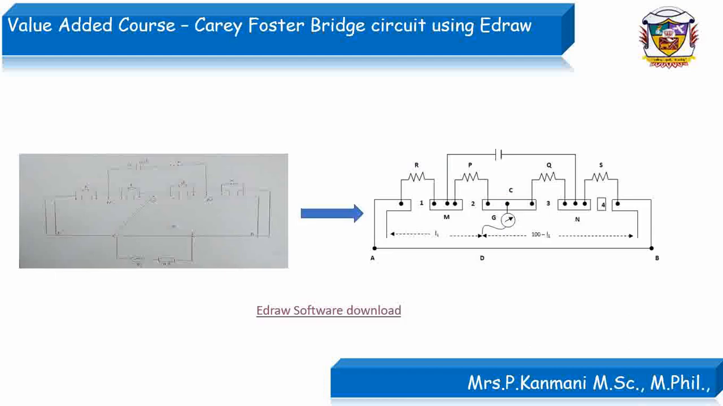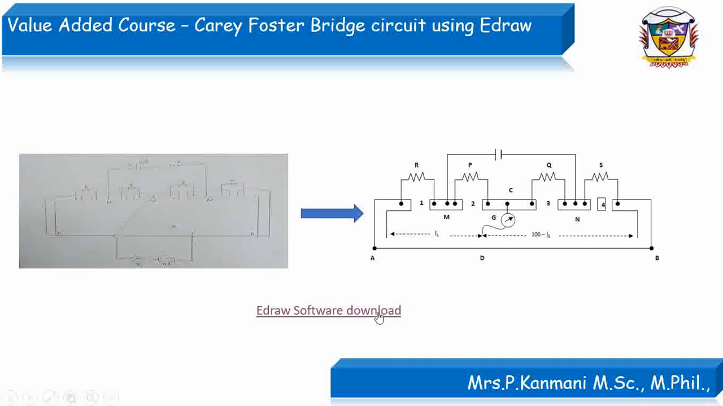So this is a Carey Foster bridge circuit. The circuit shown on the left hand side is the hand-drawn circuit. Now we are going to learn how to draw this circuit using the Edraw software. For that, the first step is to download and install the Edraw software on our PC. For that, just Google and type Edraw software free download for a desired platform. For Windows, type Windows 10 or whichever Windows you choose.